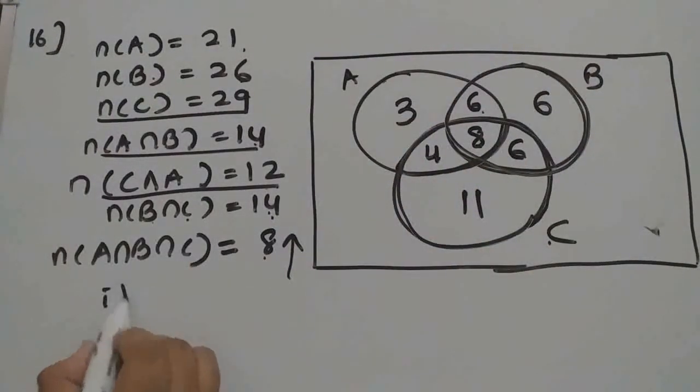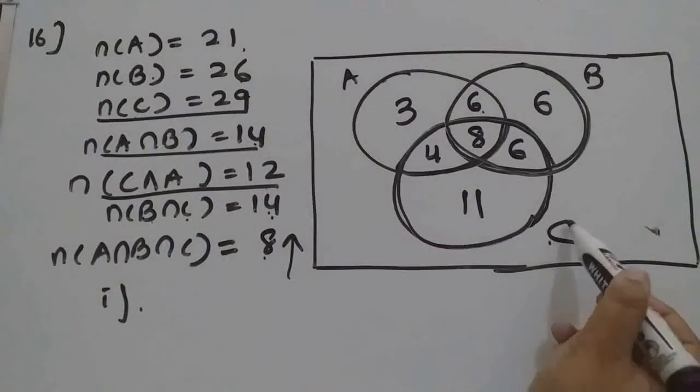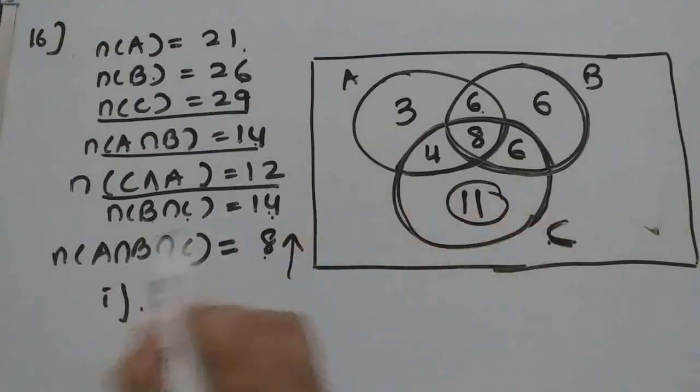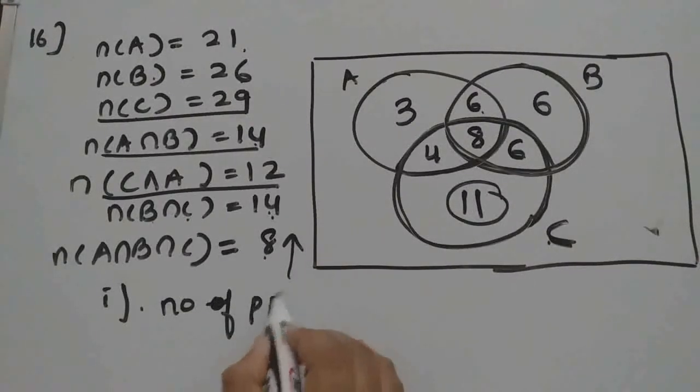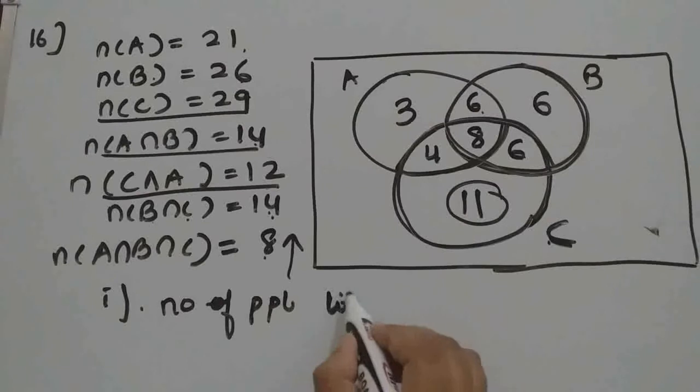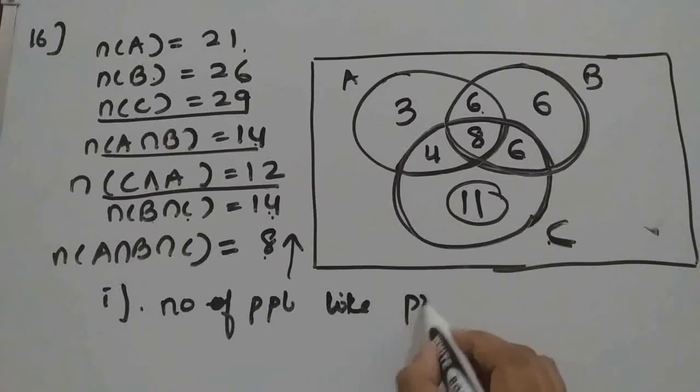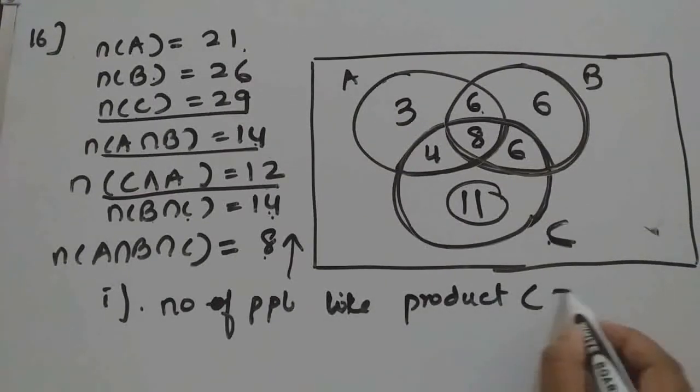Now the question is, find how many like product C only. See, now how many like product C? This much. So the number of people who like product C only, directly we can write 11.